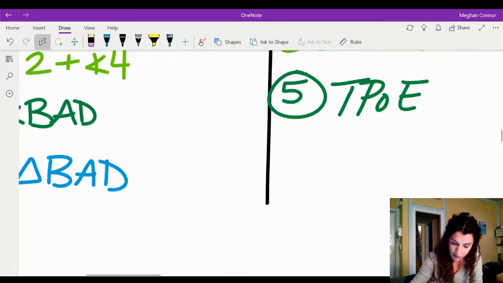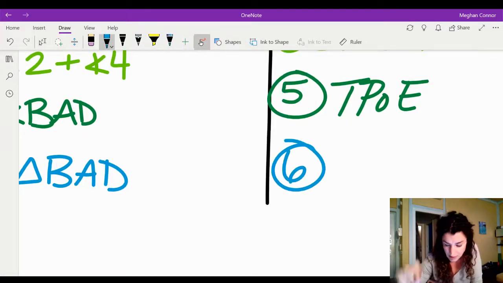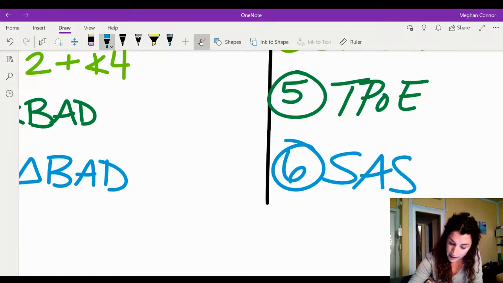It's okay if you have different orders of the letters than what it's in your proof statement. That's fine. As long as you're talking about triangles and not angles, because angles, the order does matter. Side, angle, side.